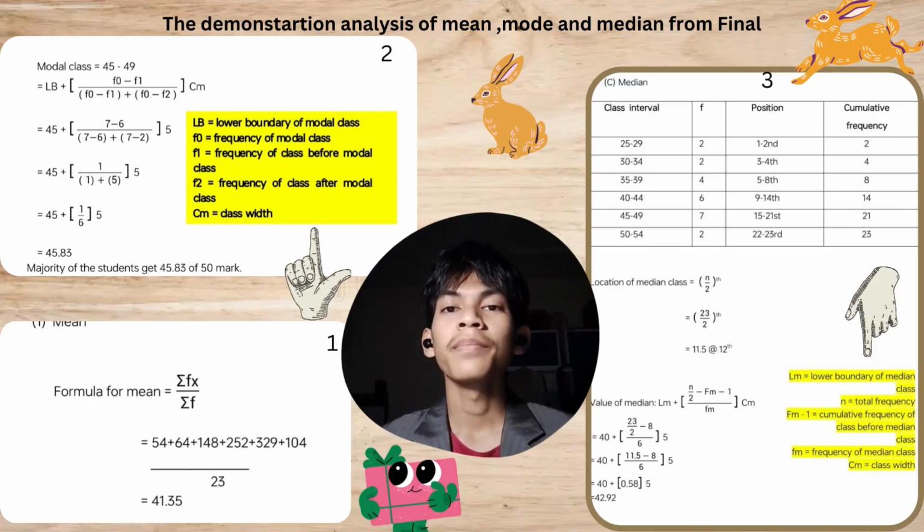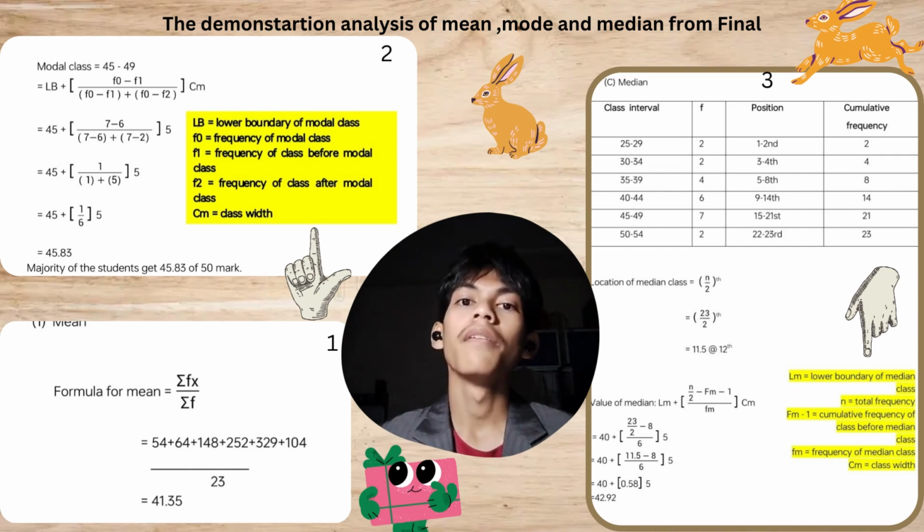Assalamualaikum and salam sejahtera. My name is Mama Amsyar bin Mama Haris, ID number MDB22111018. Today, I will show you how to calculate mean, mode and median based on the final mark. First, I will show you how to find mean.